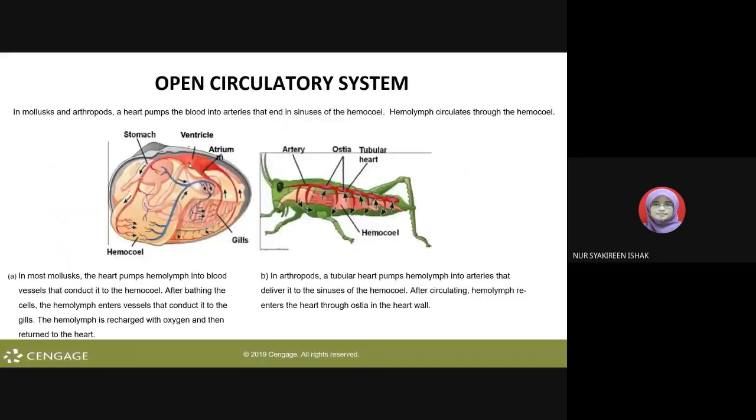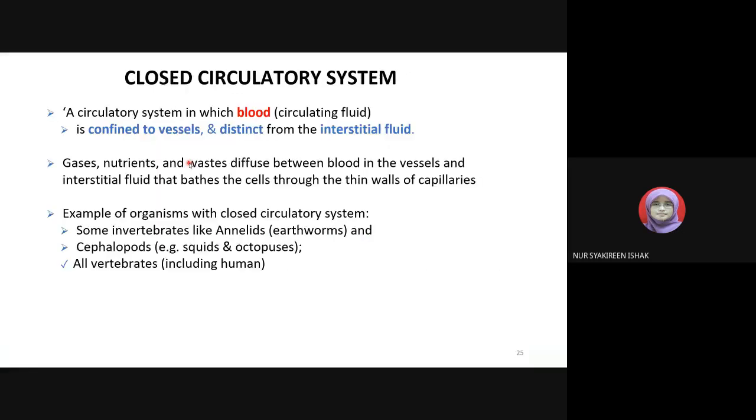So these are open circulatory systems, organisms with an open circulatory system. Blood gets mixed with the interstitial fluid to become hemolymph. As for organisms with a closed circulatory system, the blood will never mix with the interstitial fluid, because the blood is confined within the blood vessels.